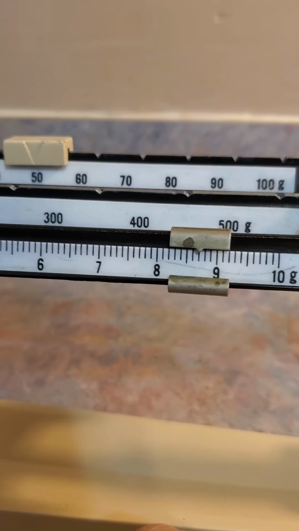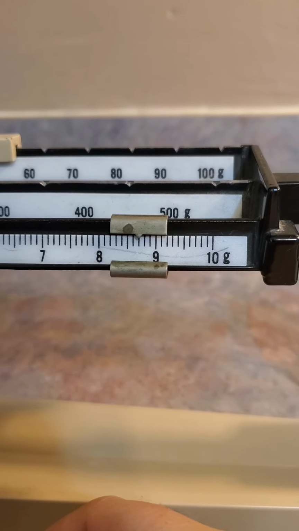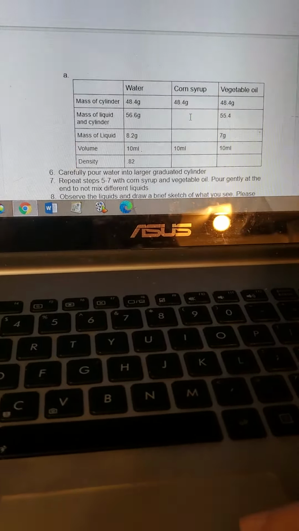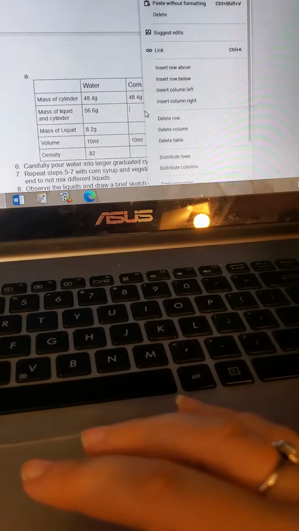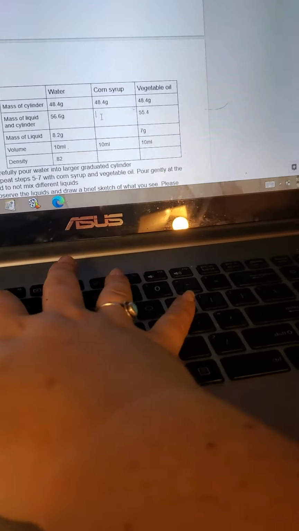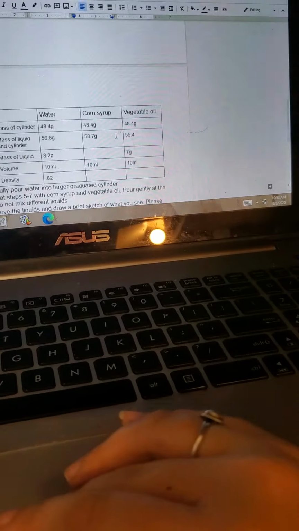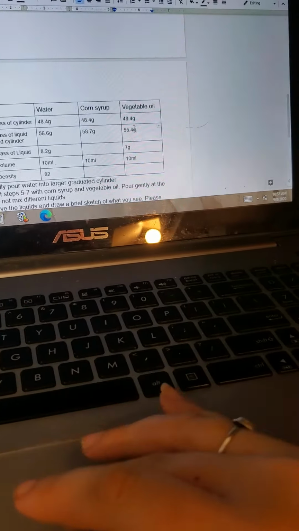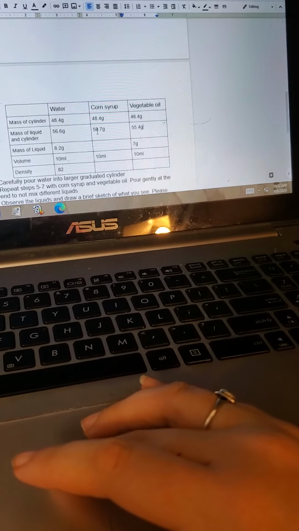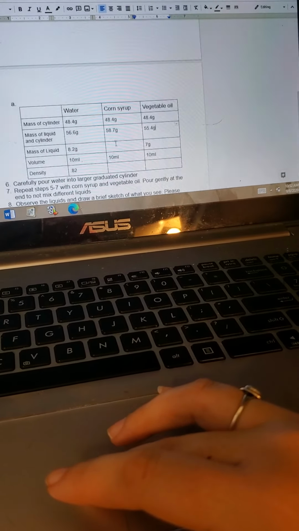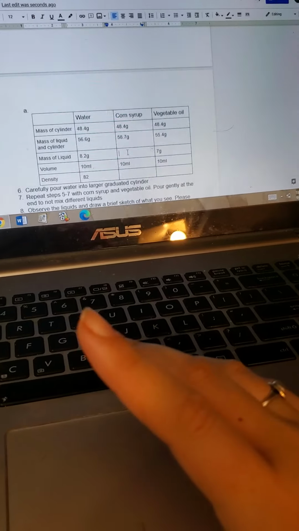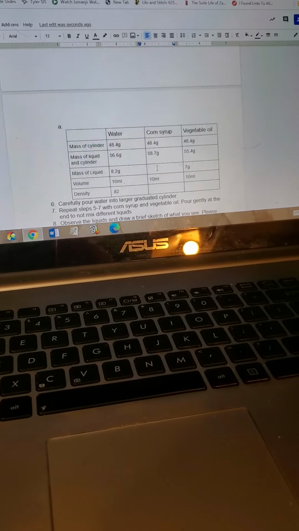So it's going to be 58.7. 58.7. So once again, we're going to put it here, 58.7 grams. Put grams on this one. Once again, you're going to take this value minus this value, and you should get that value. I'm going to give you about 10 seconds for that.